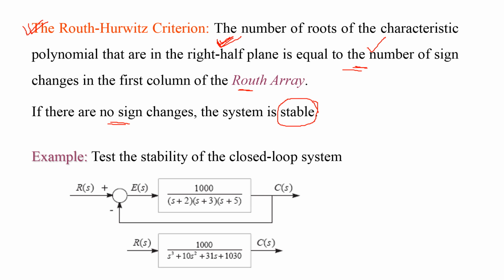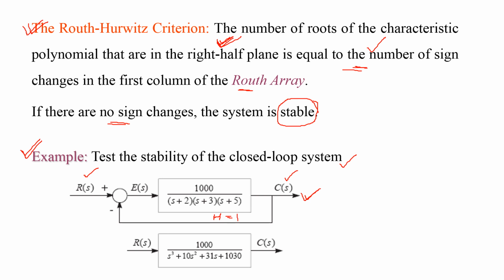Now by using this concept we are going to discuss the problems. Coming to the first problem, test the stability of a given closed loop system by using the RH criteria. This is the given system, which has input R(s) and output C(s), and it has unity feedback, which means the feedback gain is 1. So it is a unity feedback.